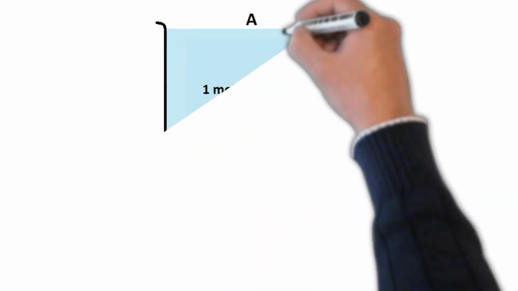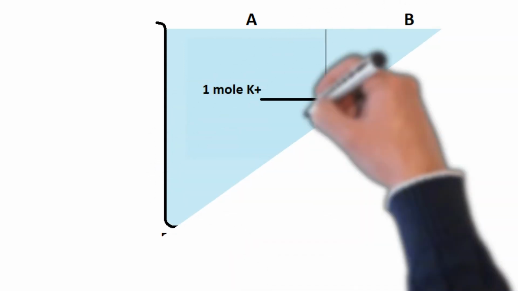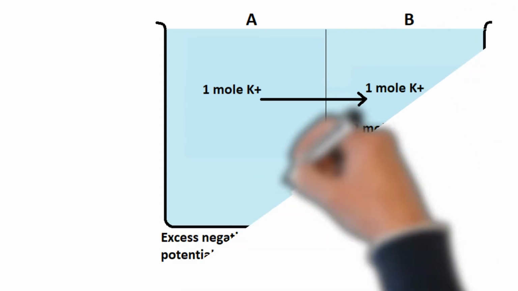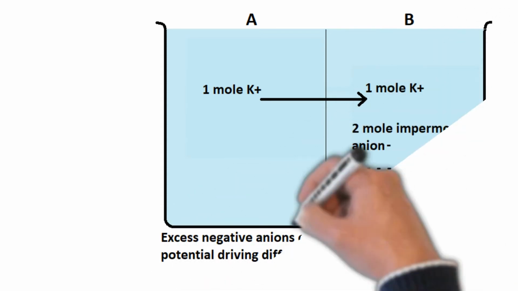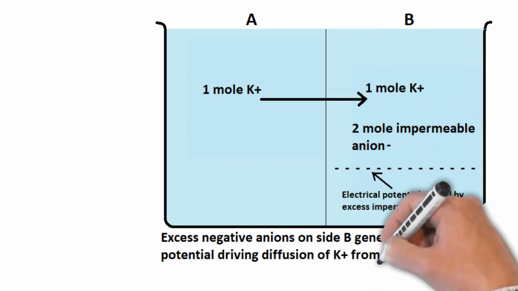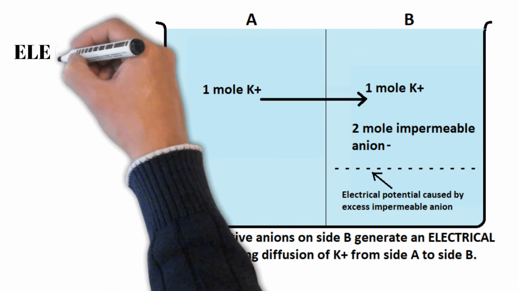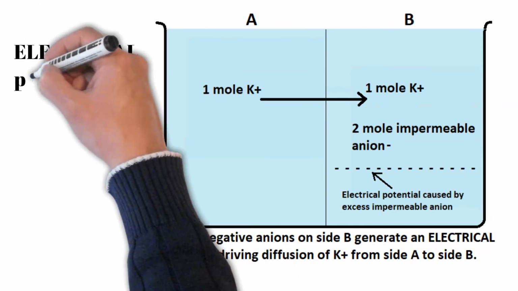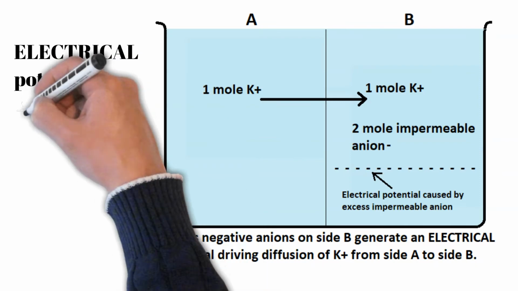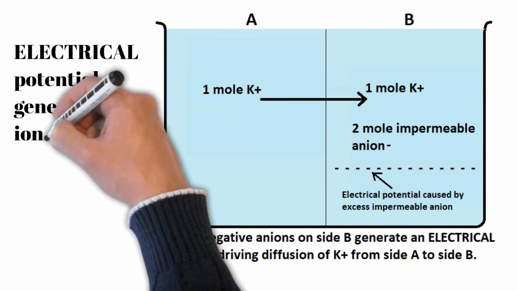Here, it is important to note that apart from giving an electric current, there are other ways of generating an electrical potential. One of them is by the presence of an impermeable anion or cation on one side. An excess of impermeable anion on one side will generate an excess of negative charge. This is like using a negative current via a microelectrode on side B, as shown above. The net effect will be to cause diffusion of potassium ions from side A to B.